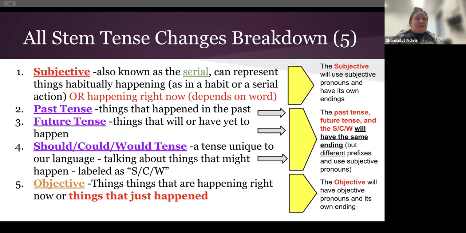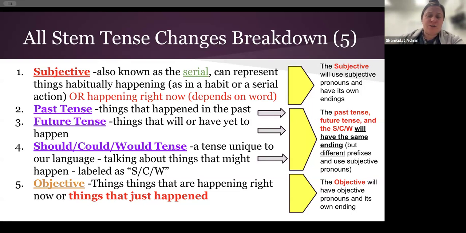So the subjective is known as the serial. This can represent things happening right now. It can also represent things habitually happening or repetitively happening. The subjective is going to use subjective pronouns and it's going to have its own ending. So just note the yellow arrow to the right of the screen.